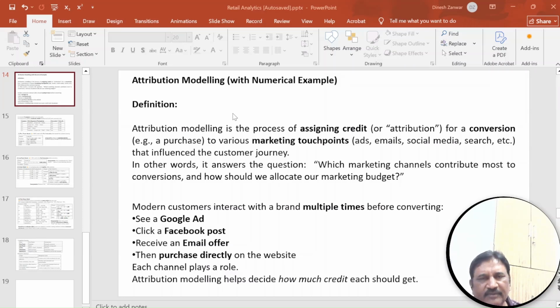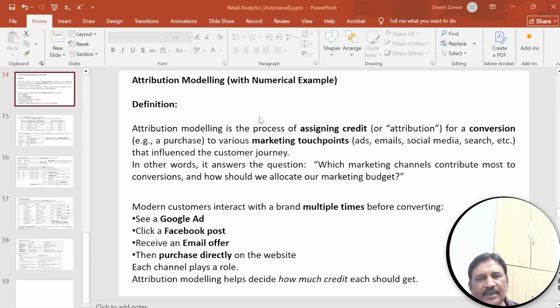Starting with Facebook. Wherever there is Facebook, we'll be taking the value from there, 200. Then Facebook is here, 750. And lastly Facebook is here, 500. So 200, 750, and 500 sums to 1450. Then Google Ad appears here: 300, 400, and 500. 300, 400, 500 sums to 1200.